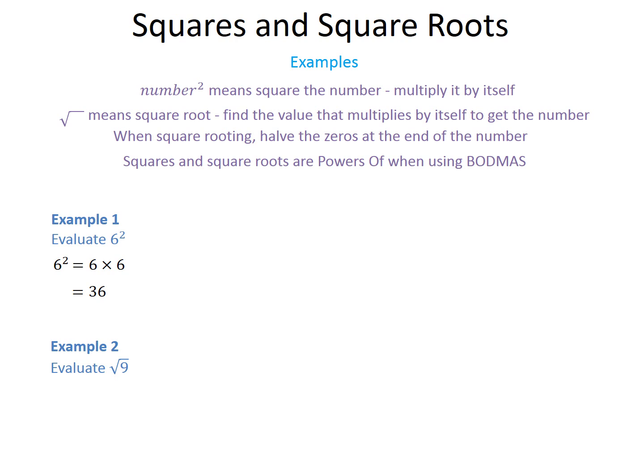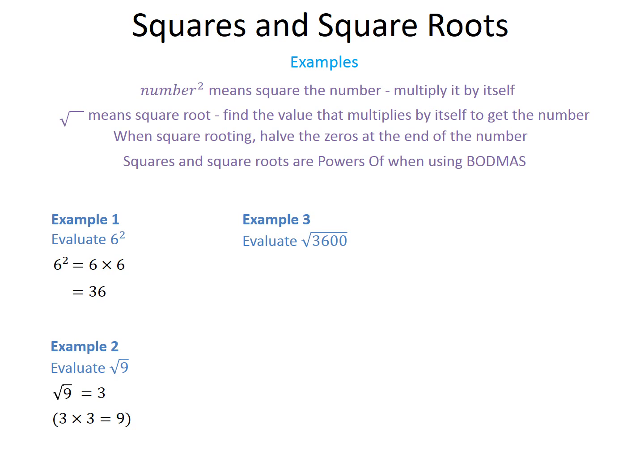Okay, the next one, we're going to evaluate the square root of 9. So write down the square root of 9, and then we do our trial and error. 1 times 1 is 1, 2 times 2 is 4, 3 times 3, that's 9. So that means it equals 3, and then underneath we just write down why that works. It's because 3 times 3 equals 9, just confirming it.